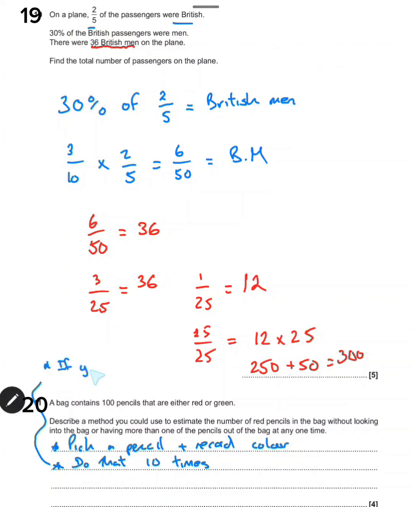And if you get 3 red out of 10, and you're going to do this 100 times, then you would just do 3/10 multiplied by 100, and that would give you 30 pencils.